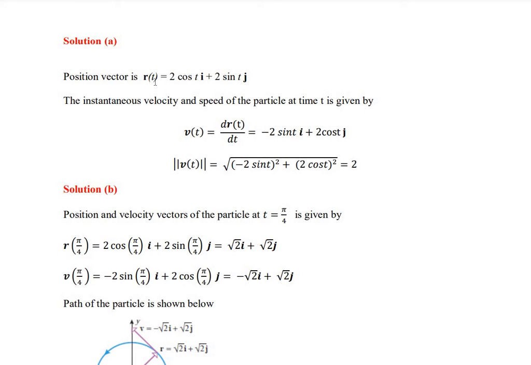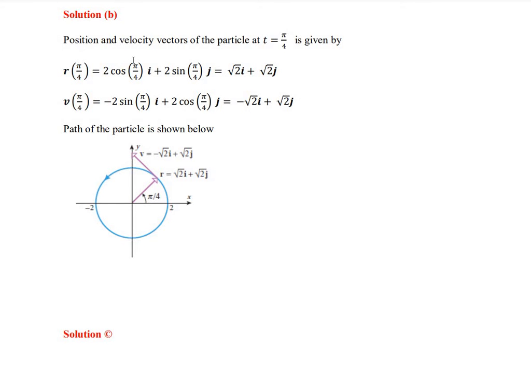The position vector is r(t) = 2 cos t i cap + 2 sin t j cap. The instantaneous velocity of the particle at time t is given by v(t) = dr/dt, the derivative, which is equal to −2 sin t i cap + 2 cos t j cap. And speed, the norm of vector v, is equal to the root of (−2 sin t) whole square plus (2 cos t) whole square, so you will get the answer as 2.